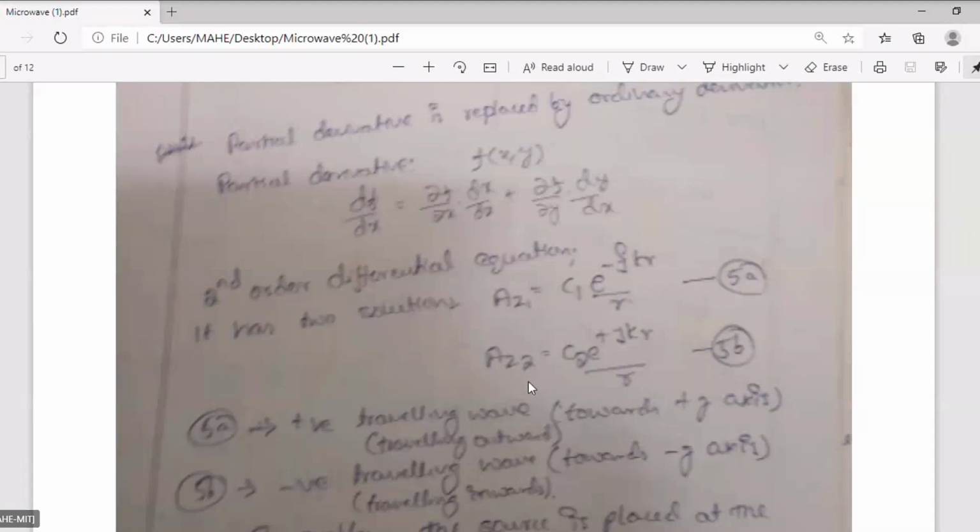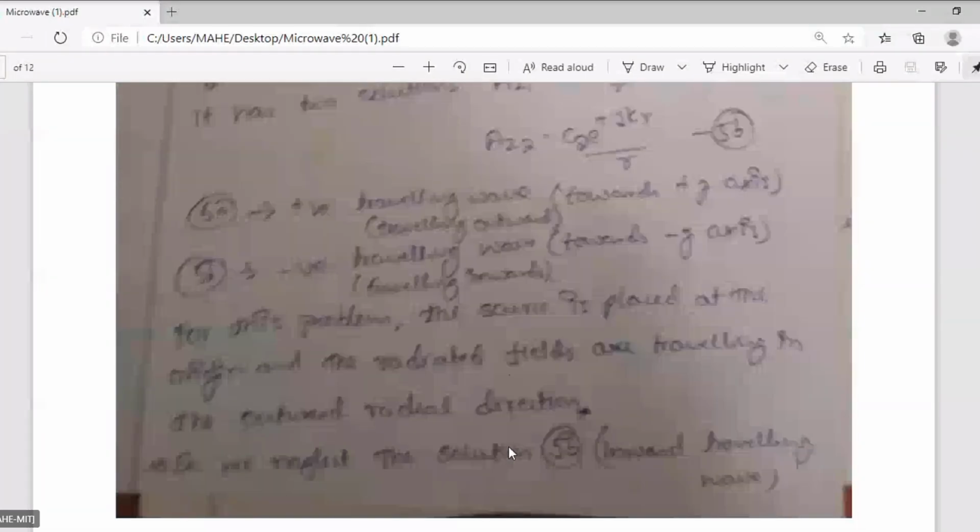Now we have to find what is C2. C2, this is not a possible solution. Az1 is equal to C1 into e raised to the power minus jkr by r. So this represents a wave traveling in the positive r direction, phi A. So this is an acceptable solution, so that's what is given here. The wave should be traveling outward, not inward. So ignore the solution phi B.